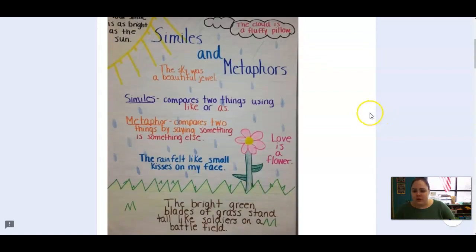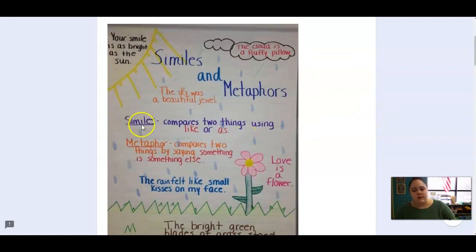So I gave you an anchor chart for similes and metaphors. We talked about how similes and metaphors both compare two things. The only difference is that similes use the word like or as in their descriptions. Metaphors are just saying something is something else without using like or as. For example, your smile is as bright as the sun. We're describing the smile and the sun because they're both really bright. Over here, the cloud is a fluffy pillow. That would be a metaphor comparing the cloud to the pillow because they both feel fluffy.